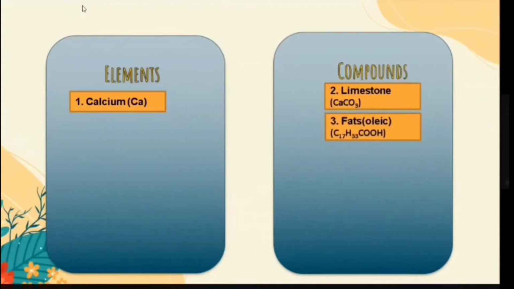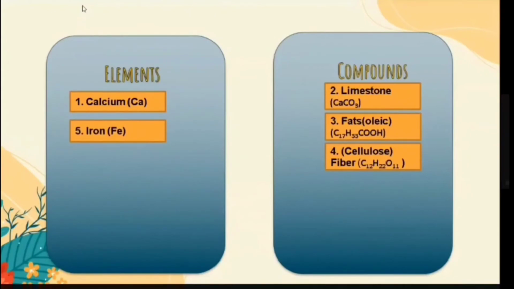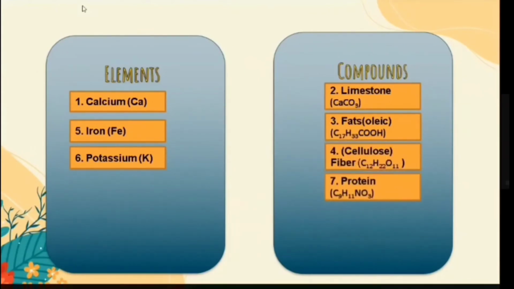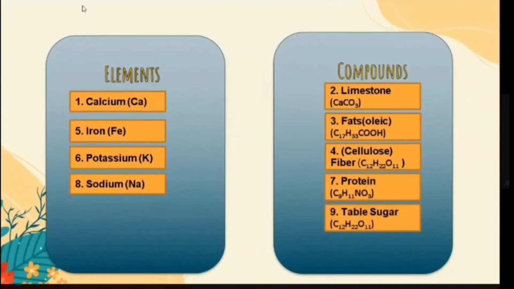Number 4. Fiber is also a compound. 5. Iron is an element. 6. Potassium is also an element. 7. Protein is a compound. 8. Sodium is an element. 9. Table sugar is a compound. And 10. Vitamin D is also a compound based on the given chemical formula.